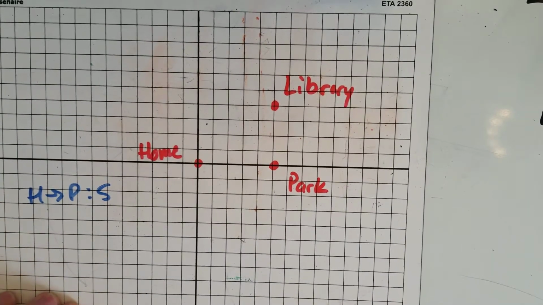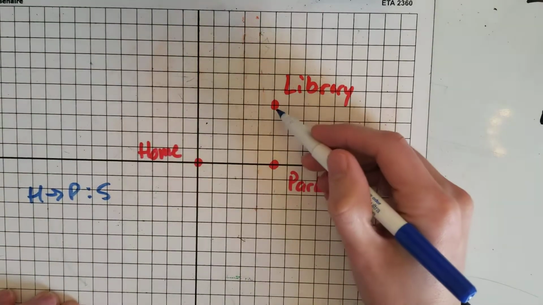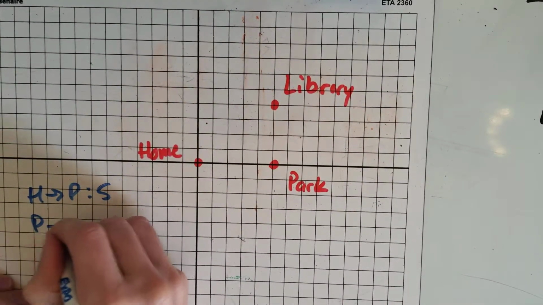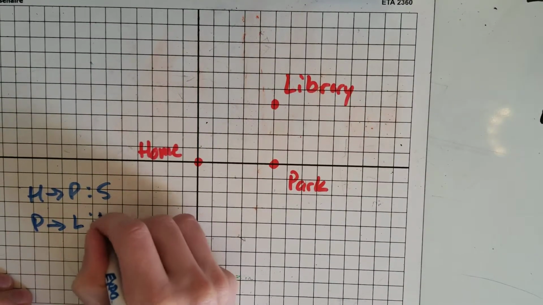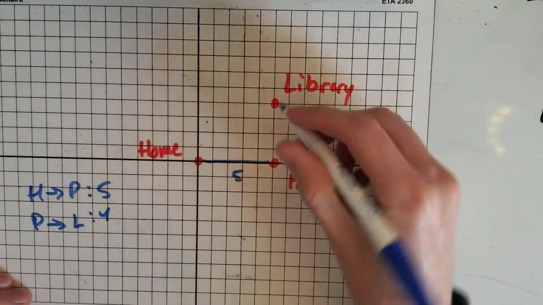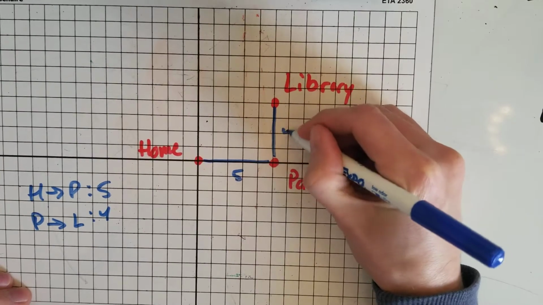And then it says, what's the shortest distance from the park to the library? The shortest distance would be 1, 2, 3, 4. So the park to the library was 4. We said this down here was 5. This over here was 4.